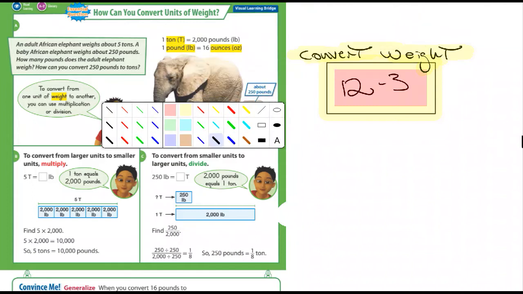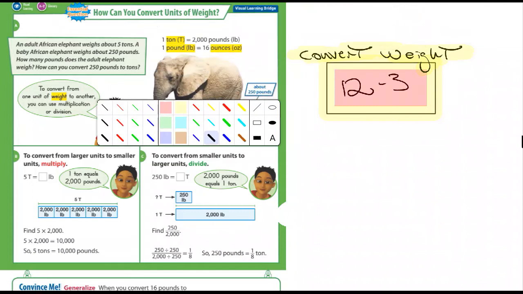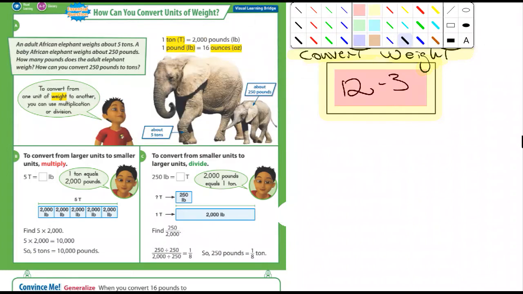We're talking about tons, and we're talking about pounds, and we're talking about ounces. So let's look at the example they give us here. It says an adult African elephant weighs about 5 tons. Oh, I got to switch to my working layer 2. There we go. And it says a baby African elephant weighs about 250 pounds. It says how many pounds does the adult elephant weigh? And then it asks the second question, how can you convert the 250 pounds to tons?